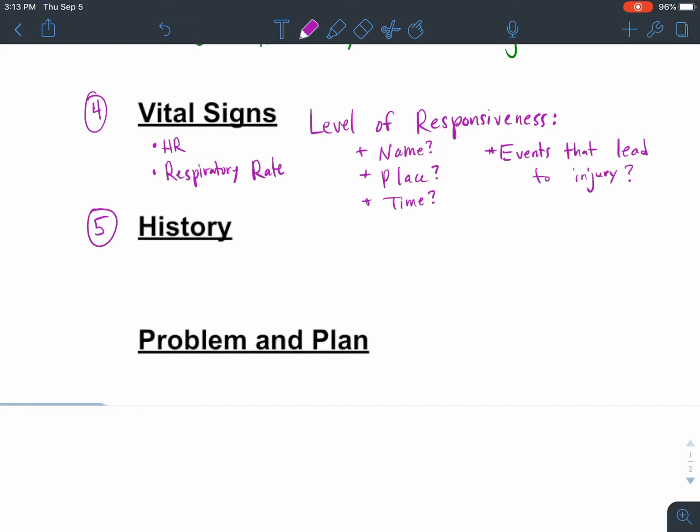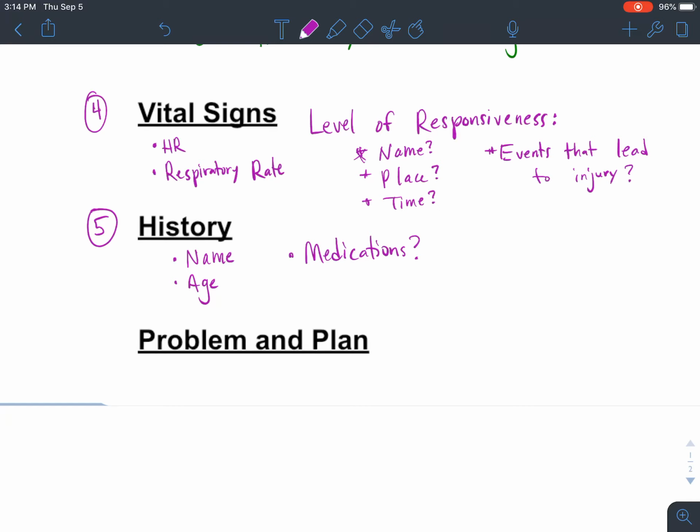In the history, you want to know about who they are, basically. So you're going to ask them their name again, because it's good to just ask them again so we can check their level of responsiveness, see if it's changed. You want to know their name. You want to know their age. You want to know if they take any medications, because maybe it was the medication that caused this injury, or maybe this medication caused them to feel like they're feeling.